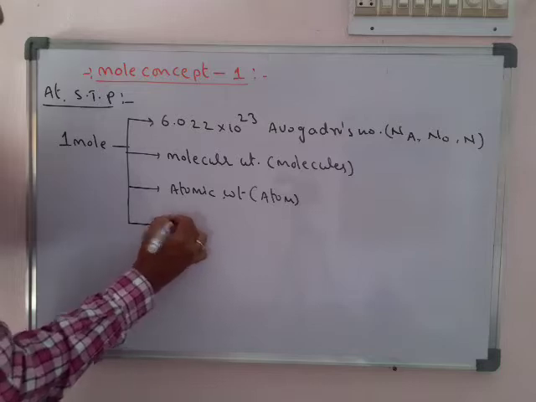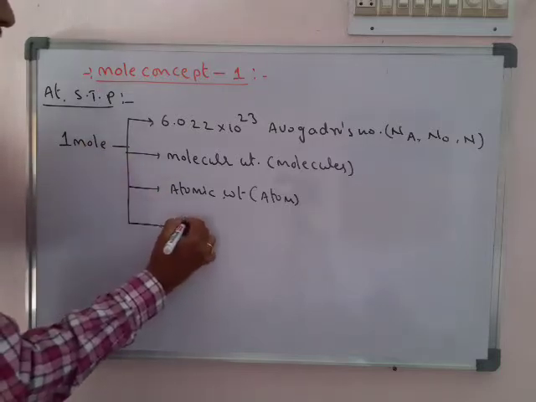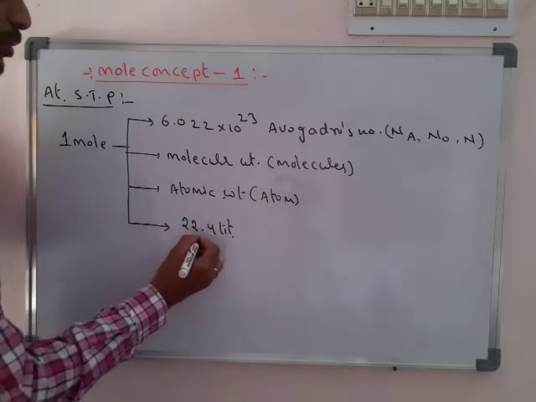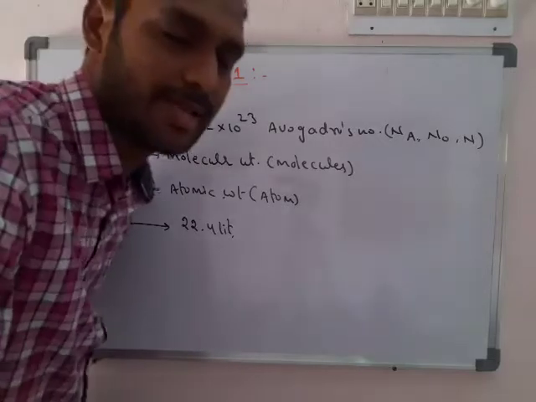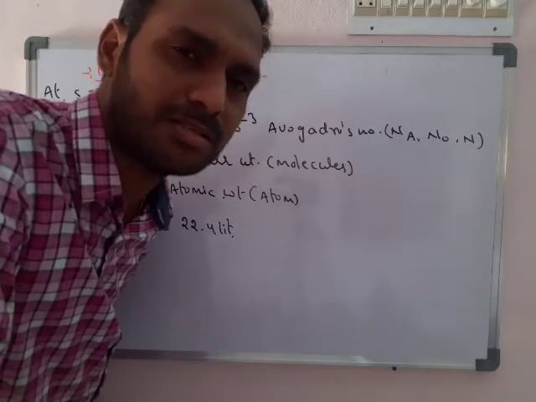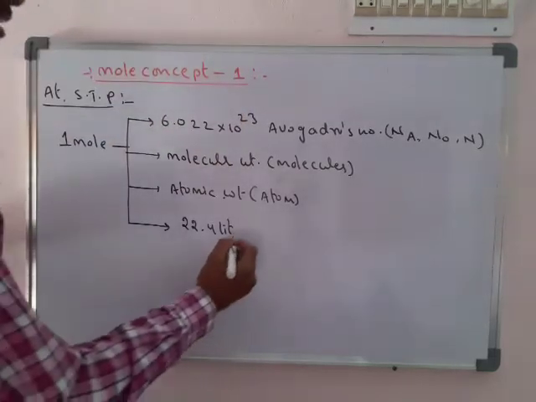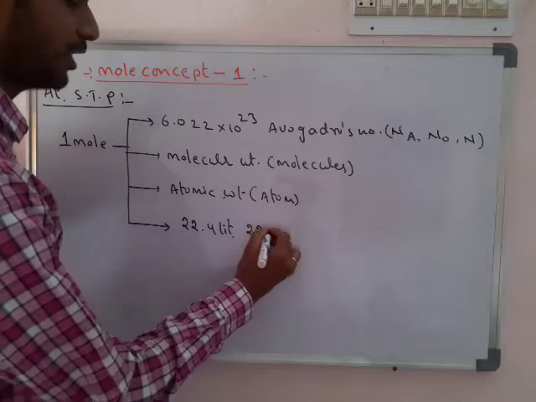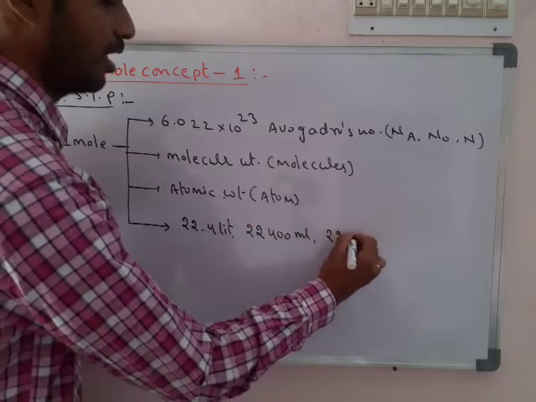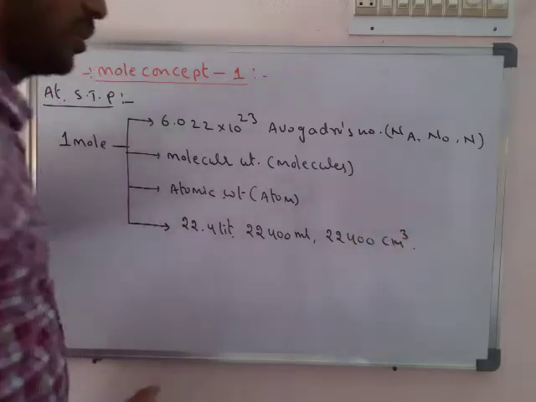Next, what is the value? 1 mole of any species is having 22.4 liters. Actually, 22.414. Exact value అయితే 22.414. కానీ మన క్యాలిక్యులేషన్స్ ఈజీగా ఉండడానికి సింపుల్ వి ఆర్ రైటింగ్ 22.4 liters. Value 22,400 milliliters, 22,400 cubic centimeters, all are equal.